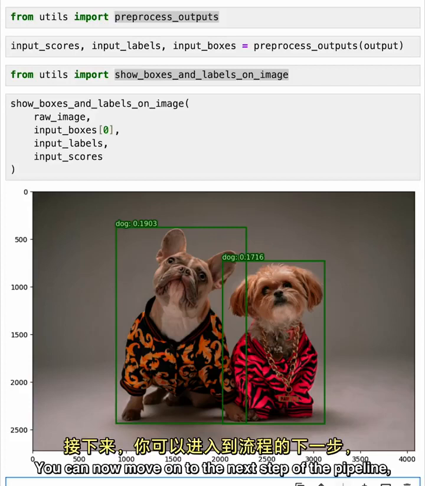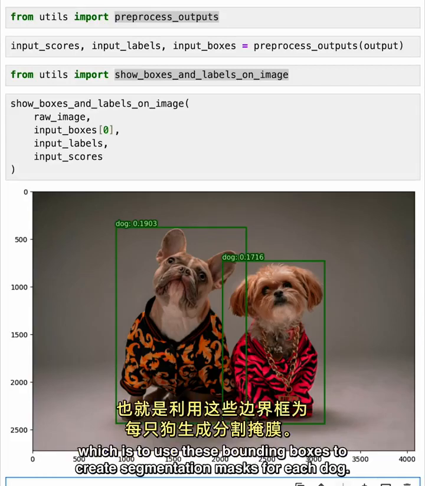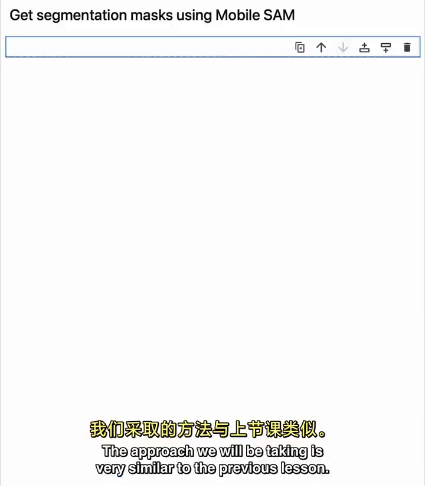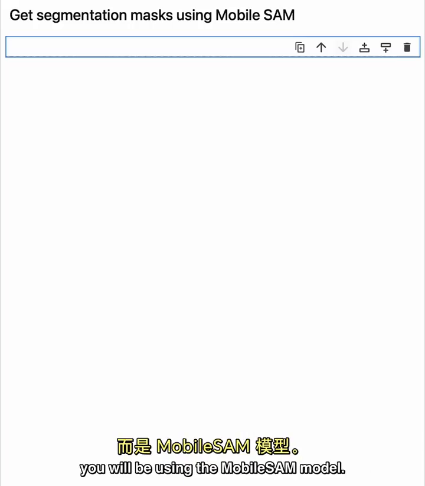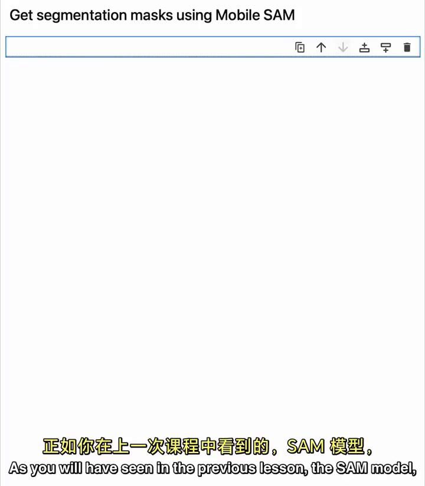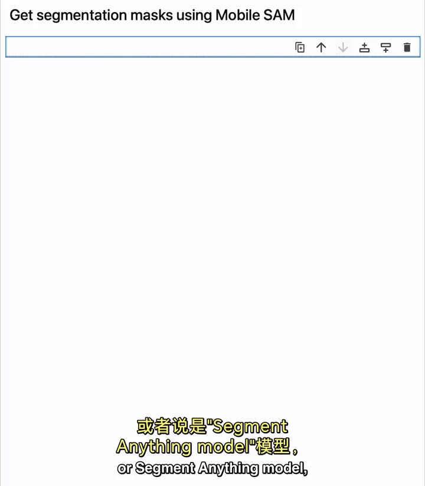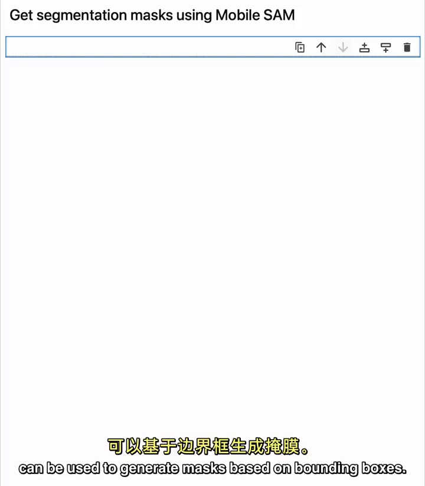You can now move on to the next step of the pipeline, which is to use these bounding boxes to create segmentation masks for each dog. The approach we will be taking is very similar to the previous lesson. However, instead of using the fast SAM model, you will be using the mobile SAM model. As you will have seen in the previous lesson, the SAM model or Segment-Anything model can be used to generate masks based on bounding boxes.